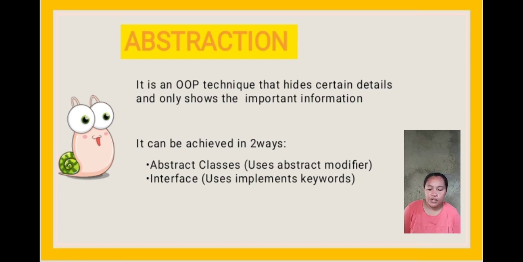So, abstraction. It is an OOP technique that hides certain details and only shows the important information. It can be achieved in two ways. First is abstract classes, which use the abstract modifier, and next is interface, which uses the implements keyword. So, ang abstraction usa siya ka pamaagi sa OOP that hides certain nga mga details, unya nagpakita lang kini og mga importanteng impormasyon.